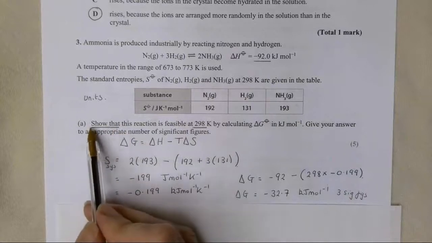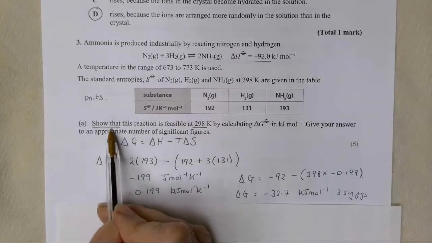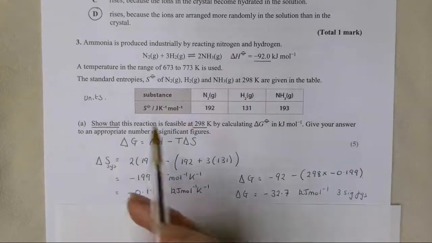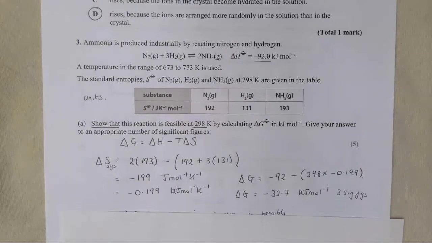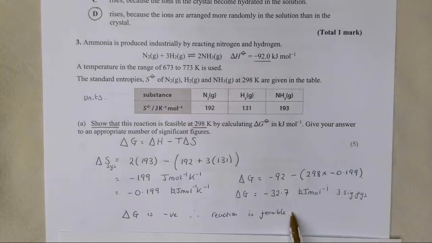The last step: I've been asked to show that this reaction is feasible. So I need that statement at the end. Delta G is negative, therefore the reaction is feasible. This is again a step quite a lot of students miss out. It's not enough just to calculate delta G on its own. You need to say how you know that it's feasible. And it's feasible because you worked out the delta G.